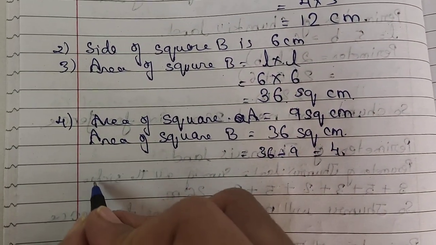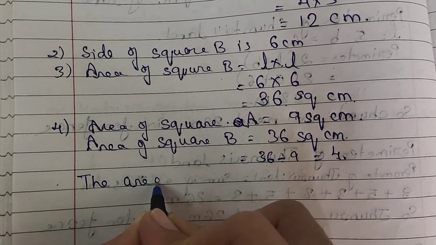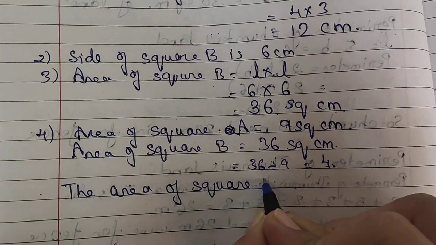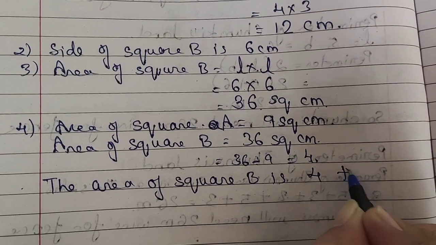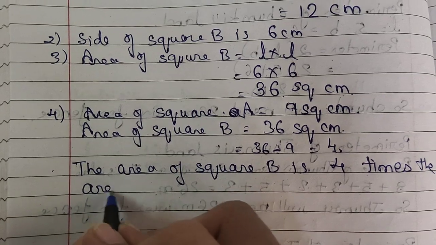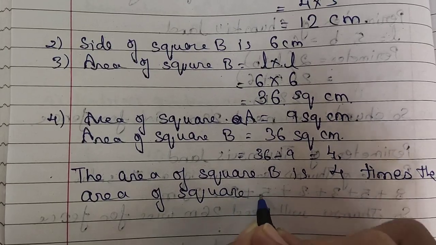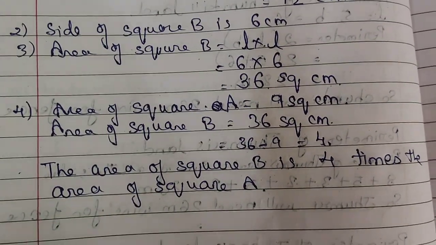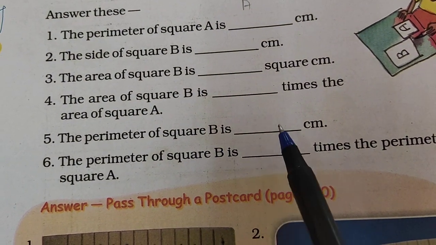So the answer here is: the area of square B is 4 times the area of square A. Isn't it, students? Okay. Now next, the perimeter of square B is dash centimeter.